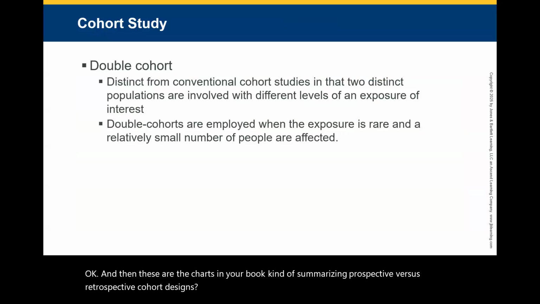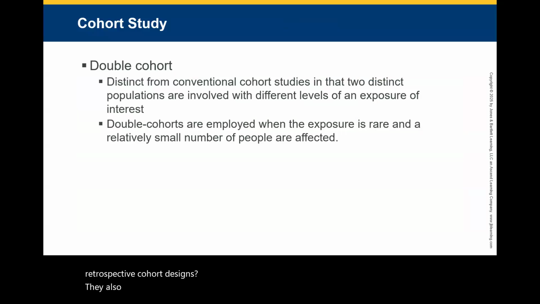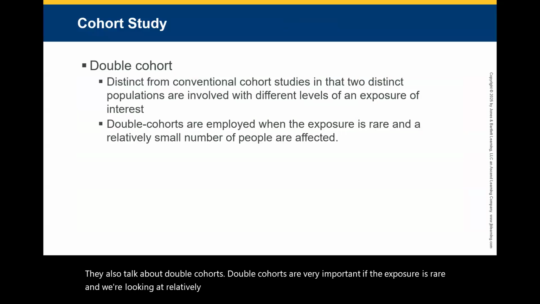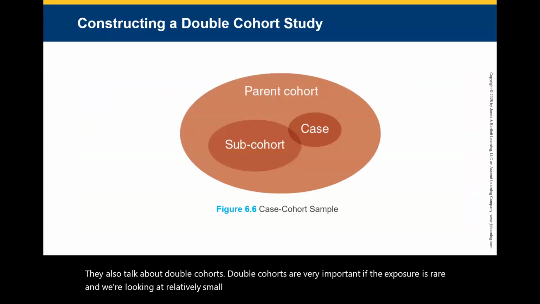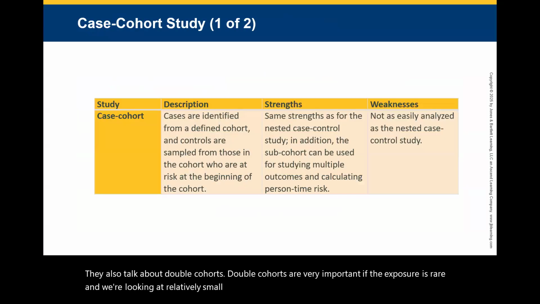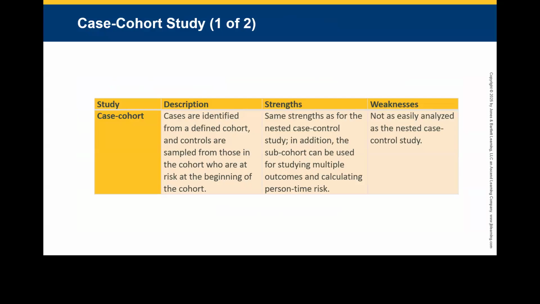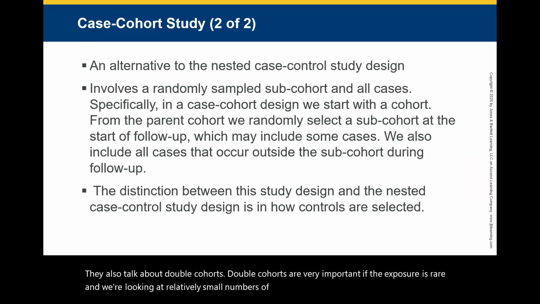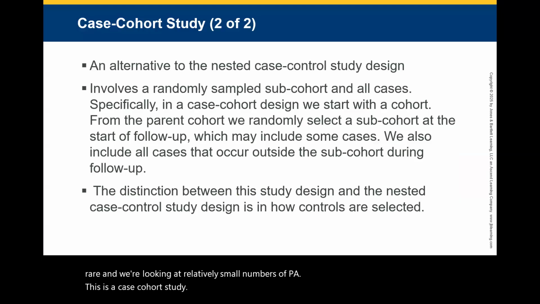They also talk about double cohorts. Double cohorts are very important if the exposure is rare, and we're looking at relatively small numbers of people that are impacted by the health outcome or health issue. This is a case cohort study, and this is the summary from your textbook. This is an alternative to the nested case control study design that we looked at before.